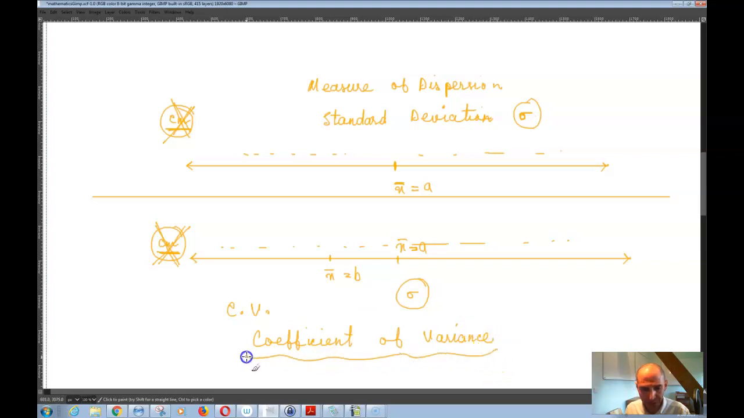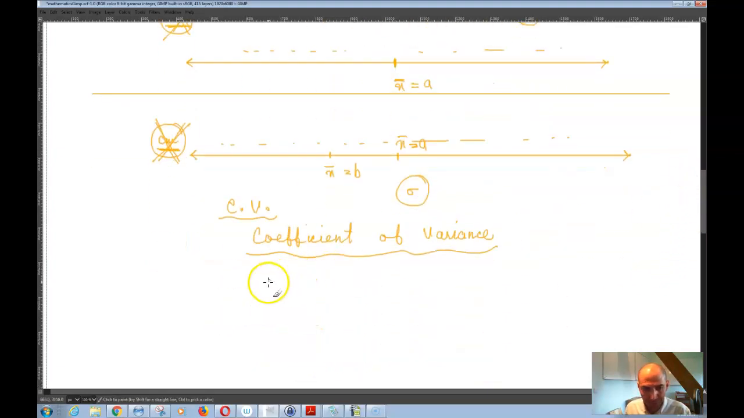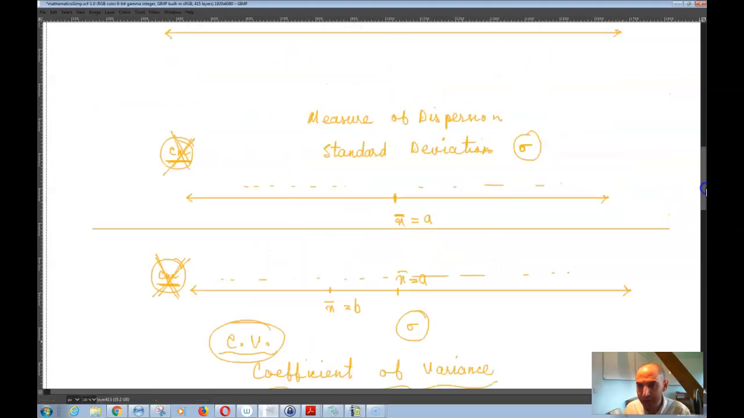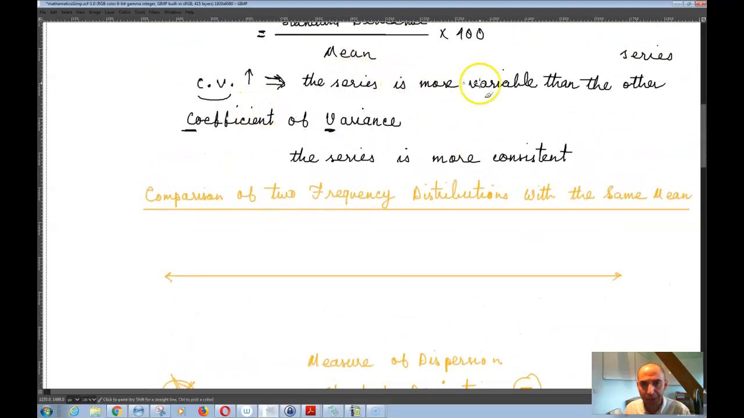And this coefficient of variance is independent of any units. And then I can compare the two CVs, or coefficients of variance, with one another, and then come up with some conclusion that, for example, this series is more variable than the other series, or this series is more consistent than the other series. That's basically how it functions.